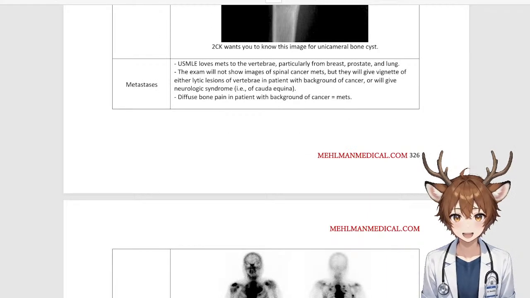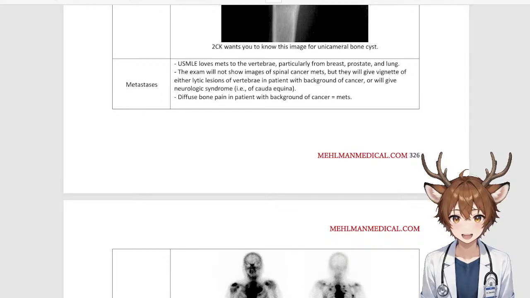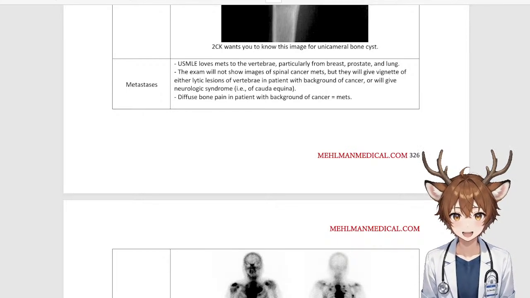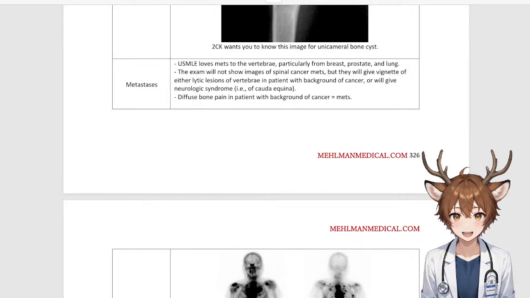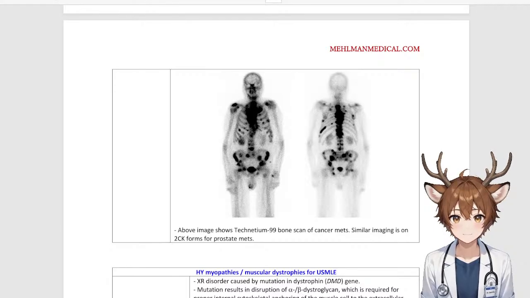What about metastases? USMLE loves mets to the vertebrae, particularly from the breast, prostate, and lung. The exam will not show images of spinal cancer mets, but they will give a vignette of either lytic lesions of vertebrae in a patient with a background of cancer, or a neurologic syndrome, i.e., cauda equina. Diffuse bone pain in a patient with a background of cancer equals mets. The above image shows a technetium-99 bone scan of cancer metastases. Similar imaging is on Step 2 CK forms for prostate metastases.